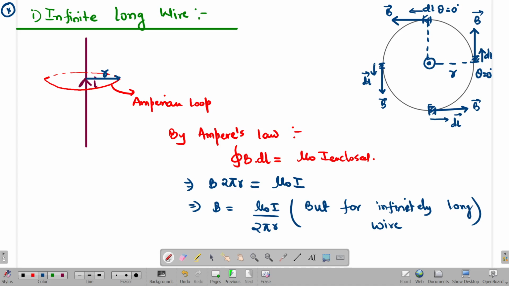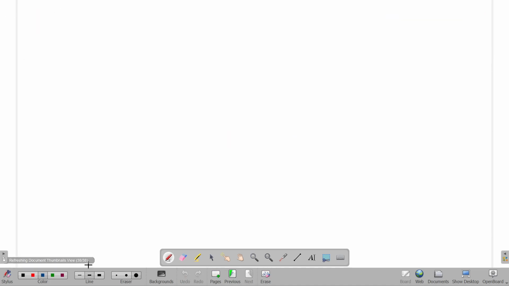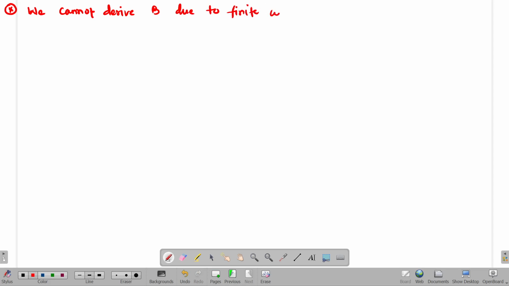Clear. So now look over here. The point arises: what about a finite wire? Write it. We cannot derive the magnetic field due to a finite wire by Ampere's law. We'll talk about why. Right or not?